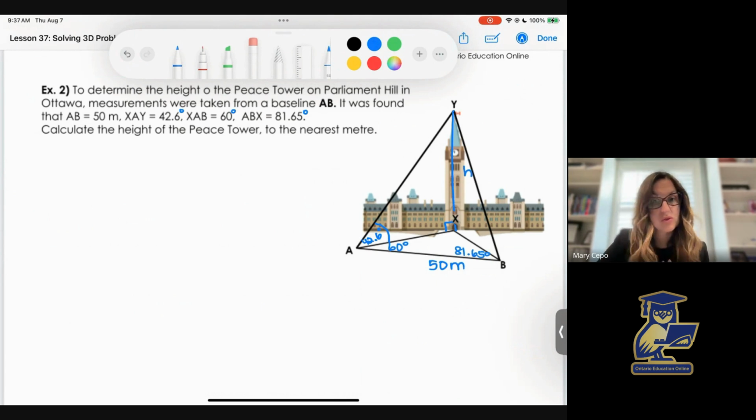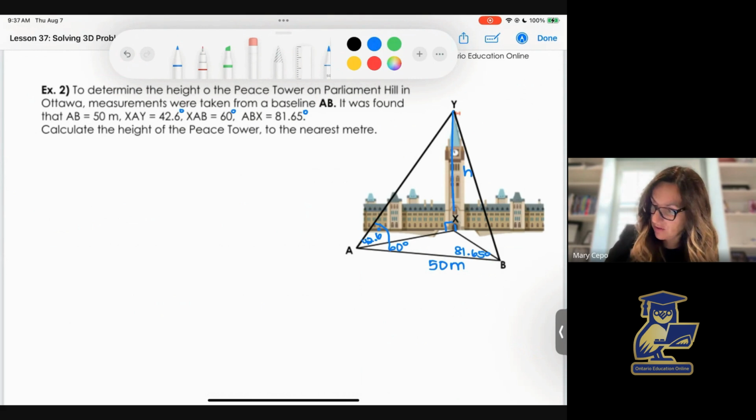So it's a two-step process, right? Because we don't have enough information in that right angle triangle to ultimately solve for the height, but we do have a common side between the acute triangle on the ground as well as the right angle triangle. AX is common to both. So if we can determine the length of AX using triangle ABX, then we can use that information to determine the height of the triangle.